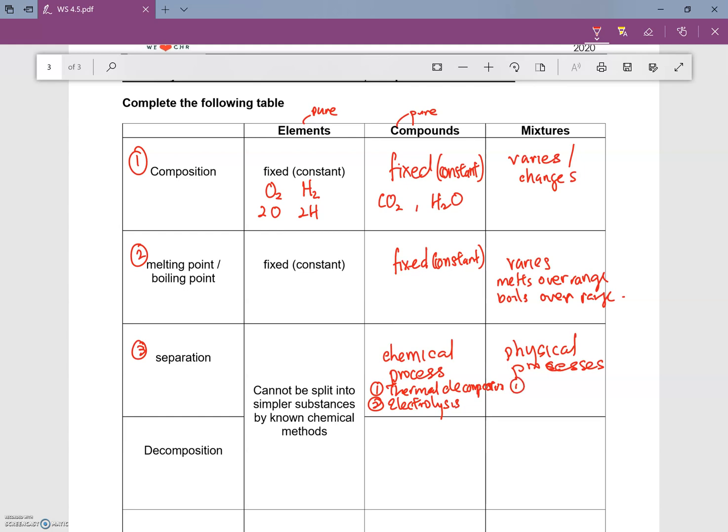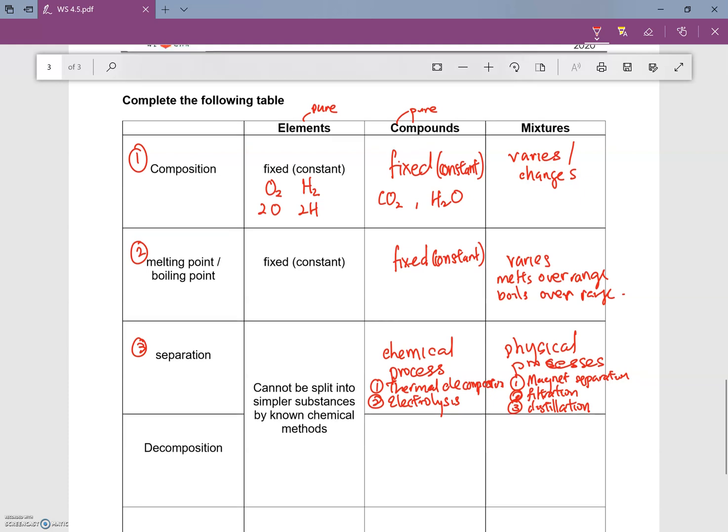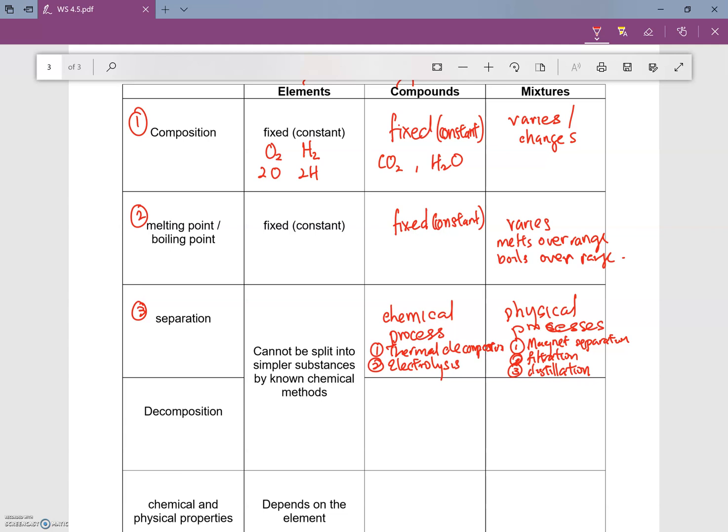For mixtures, the physical processes that we mentioned previously were that you can use a magnet to possibly separate them, a possible method. You could also use filtration if it is solid and liquid mixed together. Or last one, you can use distillation. This is mainly for dissolved substances, for example, salt in water. So that's how you can separate compounds and mixtures. Elements cannot be separated further. Compounds can only be separated by chemical processes, whereas mixtures can only be separated by physical processes.